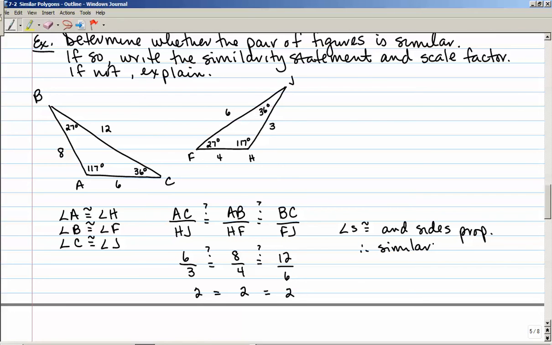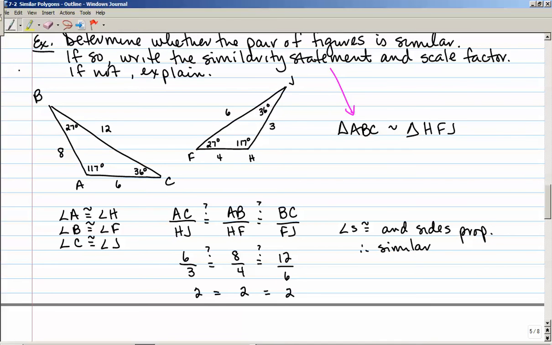So let's write a similarity statement. Remember, it doesn't matter how I name the first triangle, but I do have to pay attention to the way I name the second triangle. For the first one, I'm just going to go with triangle ABC is similar to triangle HFJ, because angle A is congruent to angle H, B is congruent to F, and C is congruent to J. So that's my similarity statement. When it says write a similarity statement, that's what I'm looking for.